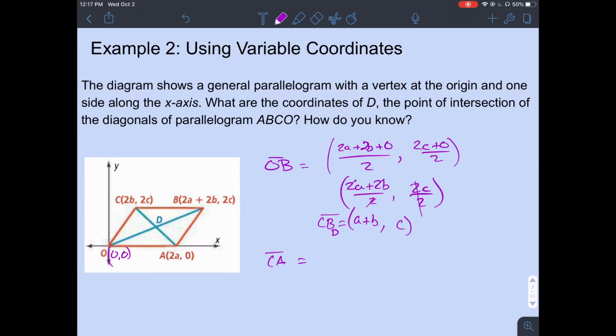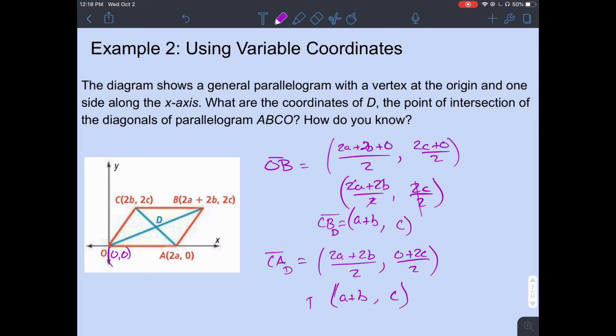So here's where we start this one. This is once again point D. We want to make sure that these two do match up. So we have (2A plus 2B) divided by 2. And then we take our y values, which would be (0 plus 2C) divided by 2. Once again, this cancels here, leaving us with A plus B. This leaves us with 2C over 2, which is just C.